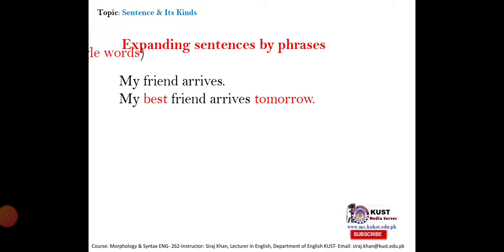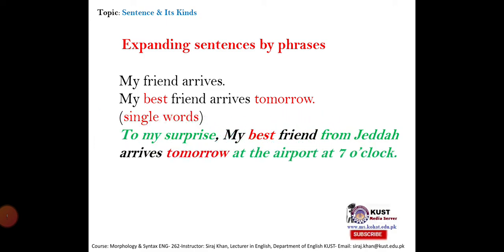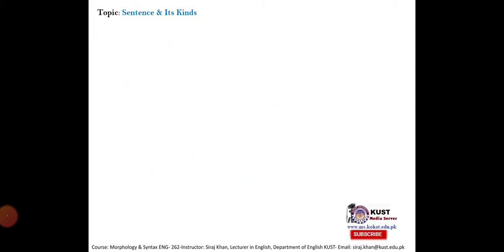Now, how do we add phrases? My best friend from Jeddah arrives tomorrow at the airport at 7 o'clock. Here best is a single word, tomorrow is a single word. In phrases, from Jeddah, at the airport, at 7 o'clock are the phrases we add to a sentence to expand it.